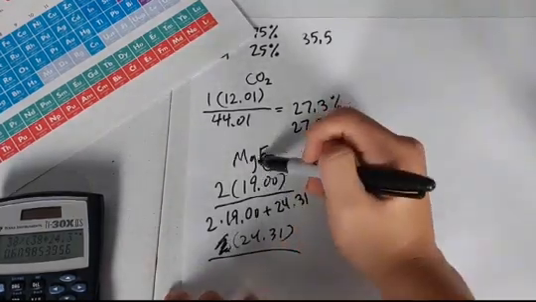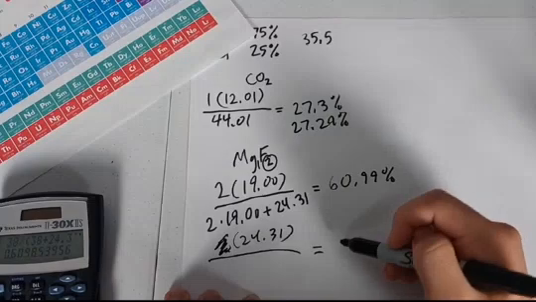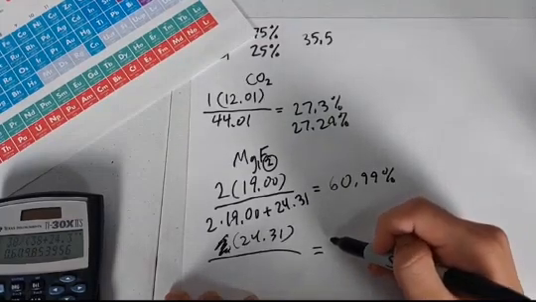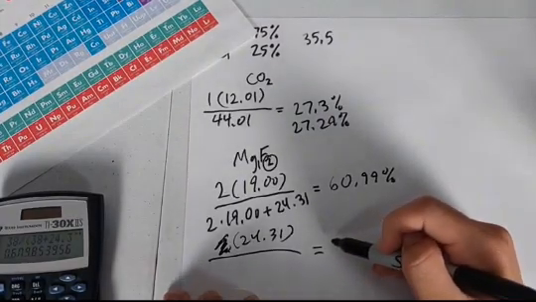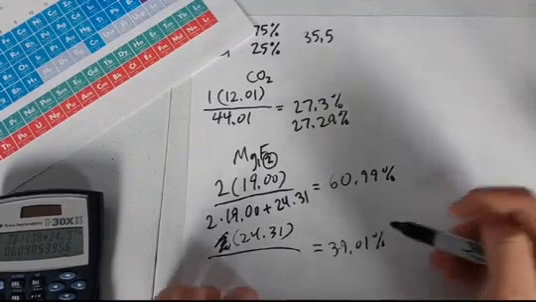Don't put the 2. There's only one atom of magnesium here. And then you should end up with 39.01% magnesium.